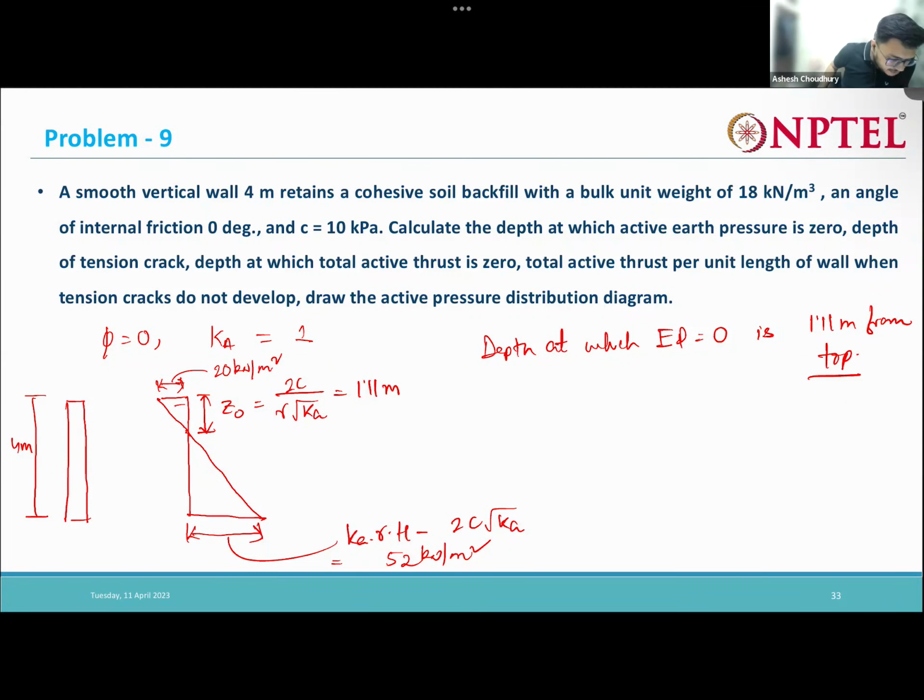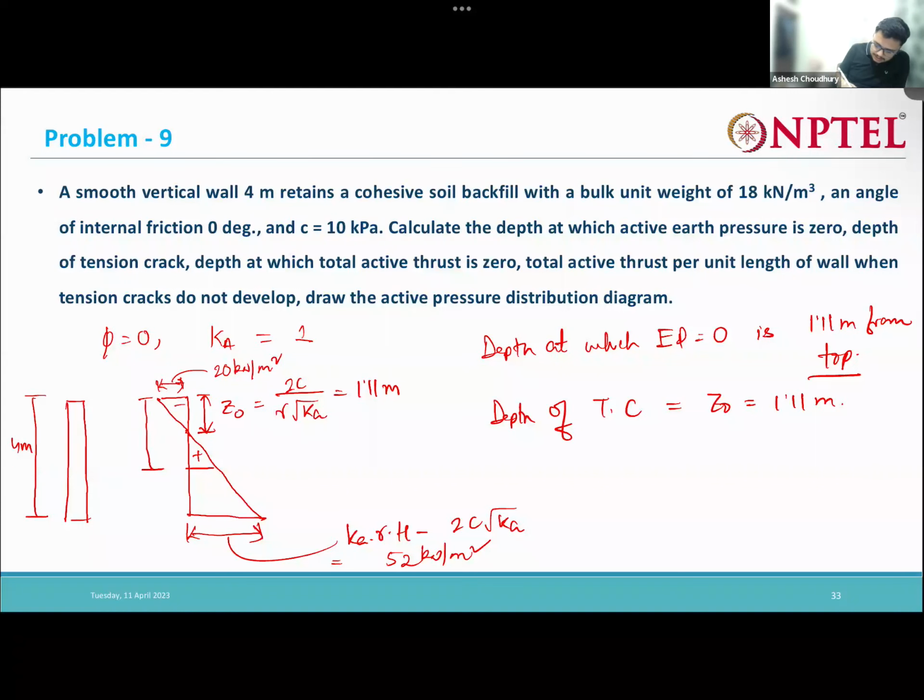Right? So we have determined here the depth where earth pressure is 0. Next is depth of tension cracks. Nothing but the same, 1.11 meter. Done. Next is net active thrust. The location where the net active thrust is 0. So net active thrust is 0 up to what depth? Here it is negative, here it is positive.